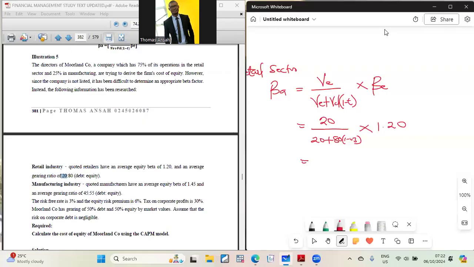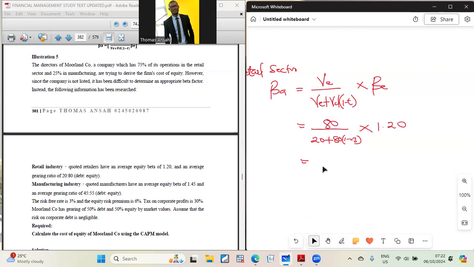Then you do the second. Go ahead and do the second one for the manufacturing. All right, so bear in mind. Oh, I think that it's debt to equity rather. So let me change the figures. Okay, let me change the figures. So it means that the top one should rather be the 80, VE, 80.